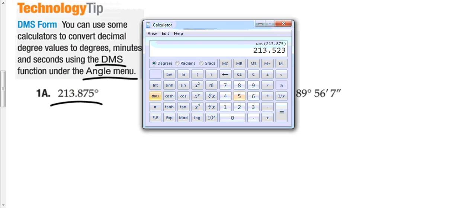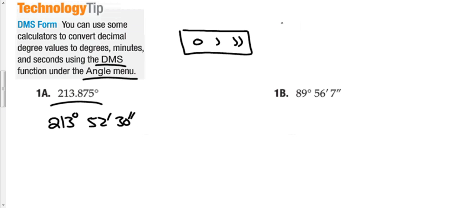213.875, press degrees, minutes, and seconds. And the problem with this calculator is it's tough to tell what that answer is. But it's 213 degrees, 52 minutes, and 30 seconds. Hopefully your calculator can do it a little bit better than this one, and it's just up to you to figure out how it works.